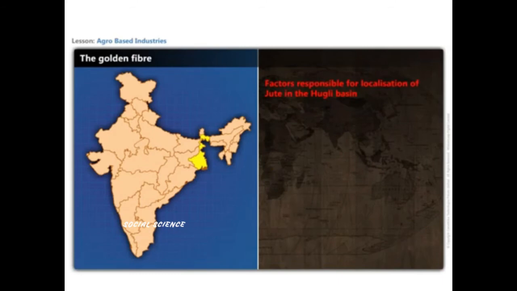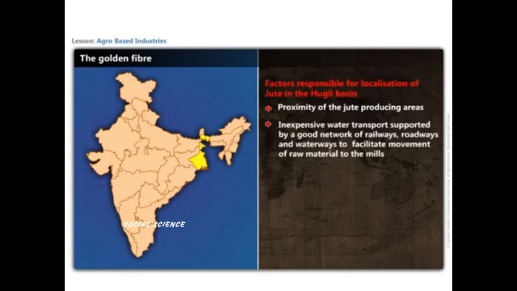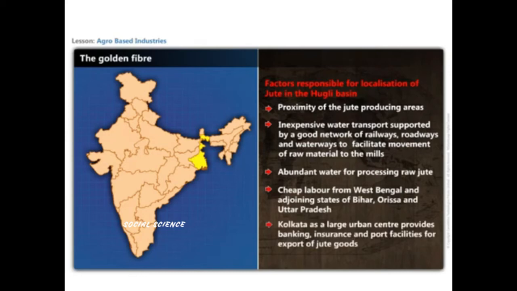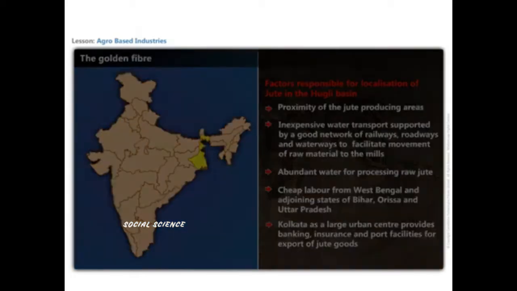Let us know the factors responsible for localization of jute in the Hooghly Basin. Proximity of the jute producing areas. Inexpensive water transport supported by a good network of railways, roadways and waterways to facilitate movement of raw material to the mills. Abundant water for processing raw jute. Cheap labor from West Bengal and adjoining states of Bihar, Orissa and Uttar Pradesh. Kolkata as a large urban center provides banking, insurance and port facilities for export of jute goods.